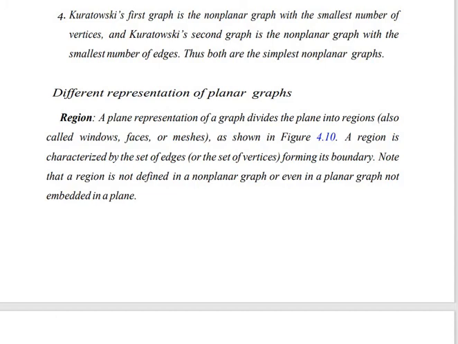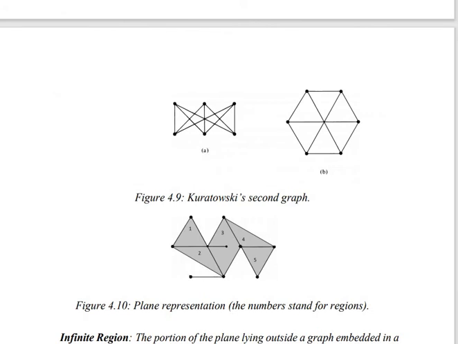Figure 4.9 gives the representations of K3,3, particularly Kuratowski's second graph. In figure 4.10, you can see the finite regions, noted by the digits 1, 2, 3, 4 and 5. All these are finite regions and the number stands for the region.